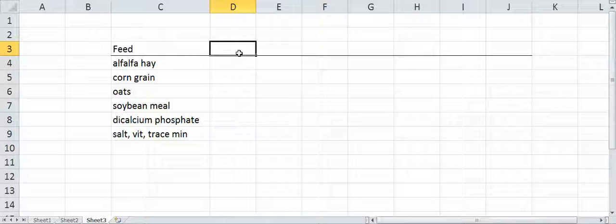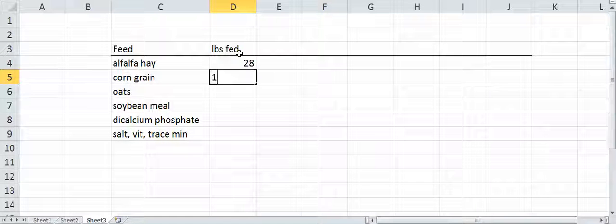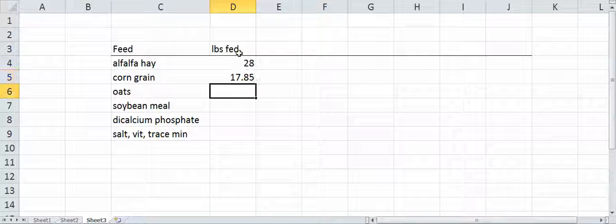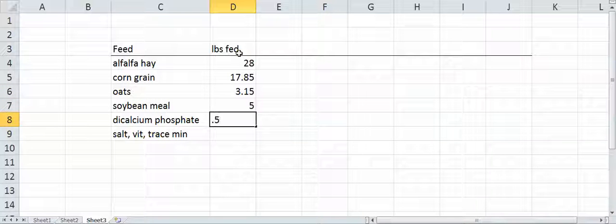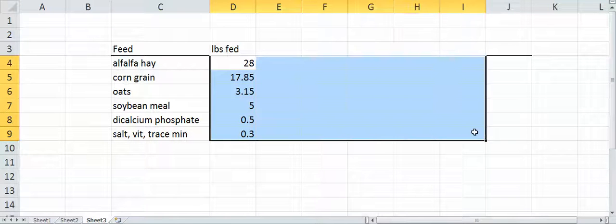What do I know? I know pounds fed per day. I know that, so I'm going to put that in there. 28 pounds of hay, 17.85 of corn grain, 3.15 of oats, 5 of bean meal, 0.5 of dicalcium phosphate, 0.3 of salt, vitamins, trace minerals.